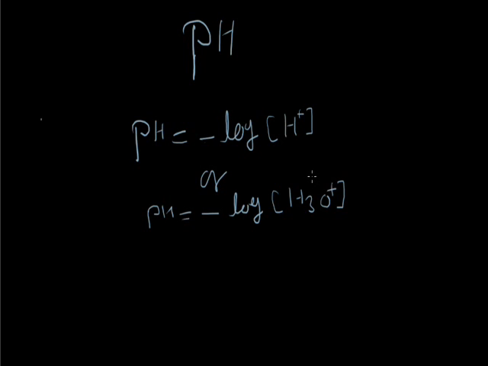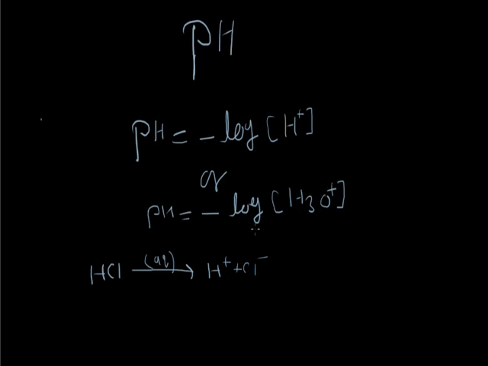Why do we use the concentration of H plus ion here? Because we know that acids are substances that, when dissolved in aqueous solution, produce H plus ion, like HCl. When we dissolve HCl in aqueous solution, it produces H plus ion and Cl minus ion. So here H plus ion is responsible for the acidic nature of the solution. That's why we use the concentration of H plus ion.